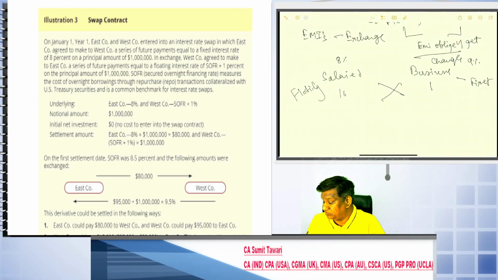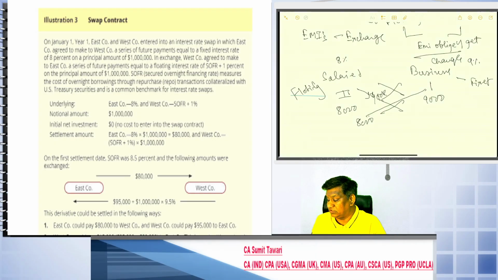Sorry, the business one's obligation is 9,000 and the salaried person's obligation is 8,000, which they are going to exchange. So the salaried person needs to pay 9,000, and the businessman needs to pay 8,000. So how are they going to do the settlement? The salaried person will pay the bank 8,000, and he pays the businessman 1,000, like this.